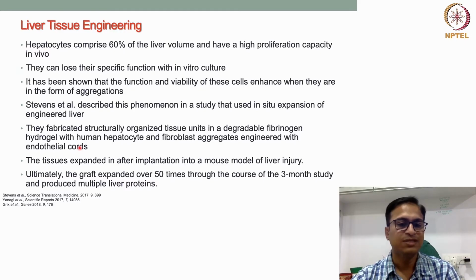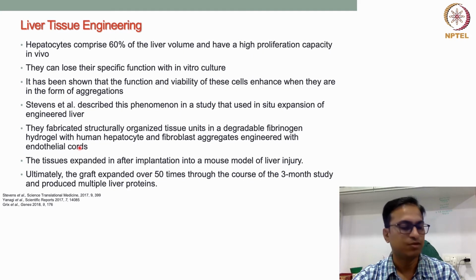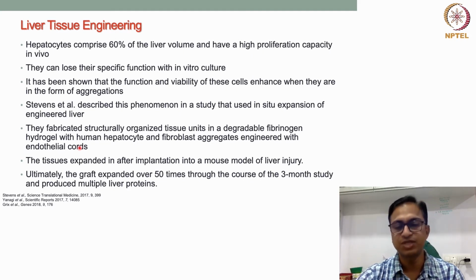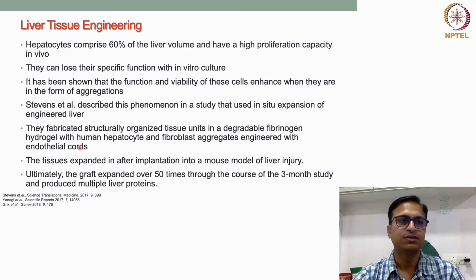And finally, they found that the graft, when implanted in the injured liver model, expanded over 50 times through the course of the 3 month study. It also produced different liver proteins, the tissue specific proteins, so that is the function of the liver, for example production of albumin and other proteins. This graft can produce these proteins over the 3 month study. So that's an important study, by which they have shown the possibility of culturing or expanding liver cells outside the body for a longer duration, and further use of that for drug.